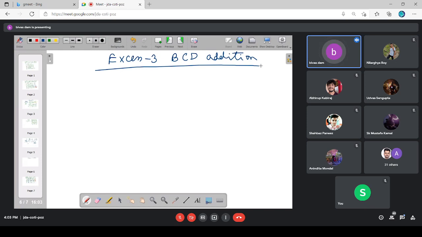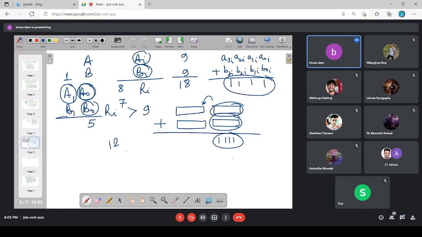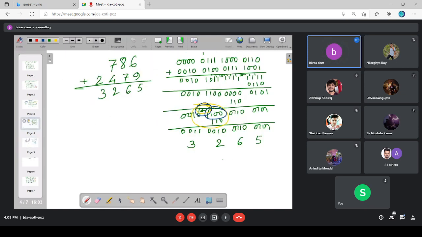Okay, now let us go for the same example. What is the last example that we did? 786, 2479.